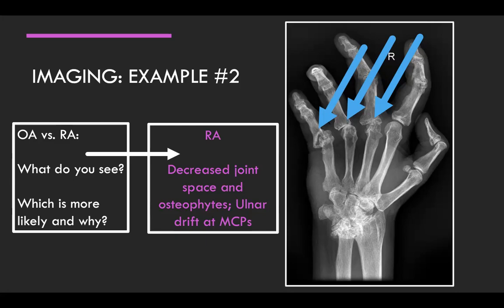It's more likely. You can also see some early ulnar drift, which is a joint deformity commonly associated with rheumatoid arthritis because of the degradation and loss of structural support of the ligaments and surrounding tissues at those joints.